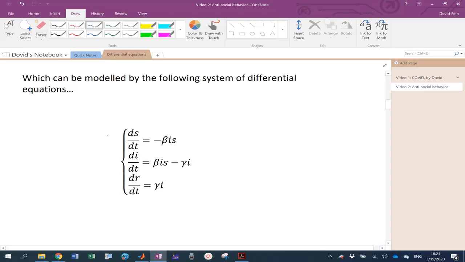We actually solved really just the first two, found S of t and I of t. Then to find R of t, we just subtracted both of those from 1, giving us the susceptible, infected, and recovered fractions at any particular time t after the start of the epidemic.